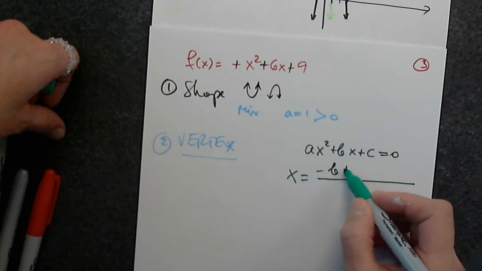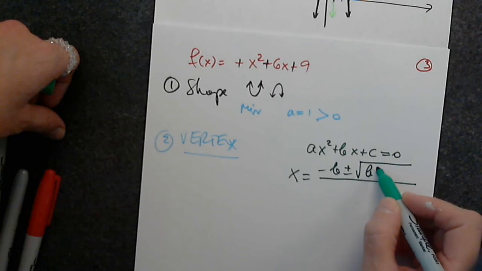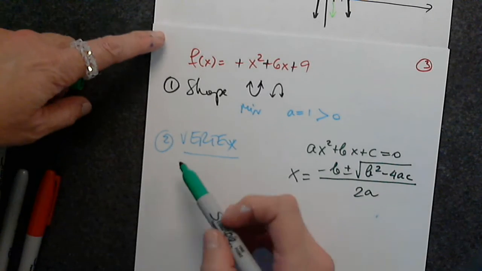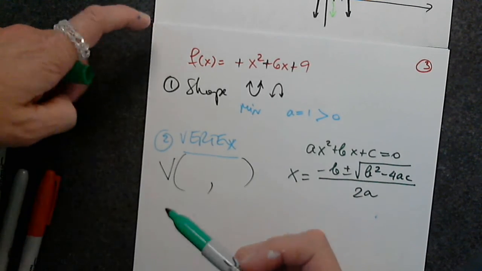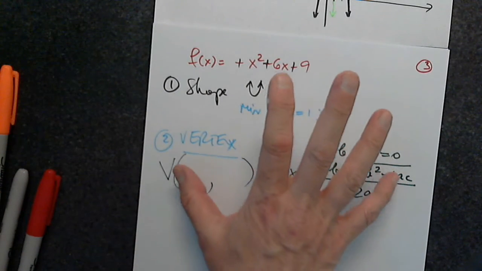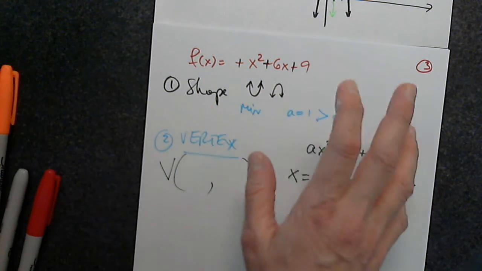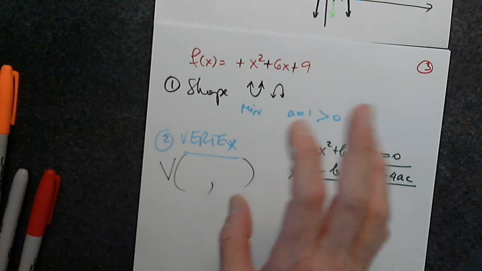b plus or minus the square root of b squared minus 4ac, over 2a. Good. So the coordinates of the vertex, I want you to memorize these two. I don't really want you to memorize, but since we are using it so much, we know it by heart. I want you to understand that these two go together.